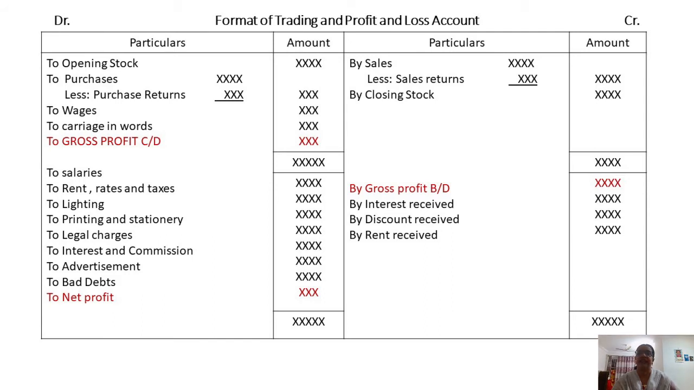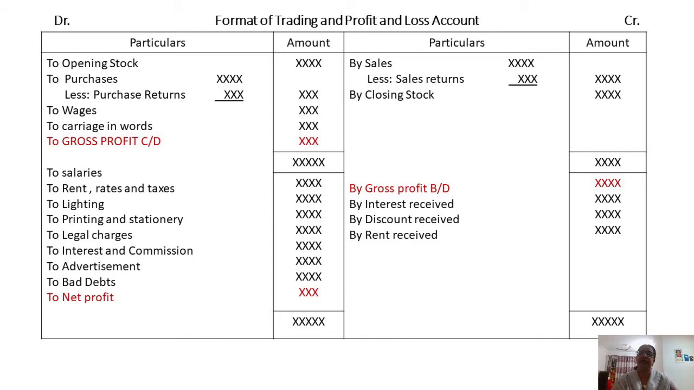Then to salaries. Salary is an indirect expenditure that is paid to the office workers. Wages are paid to the factory workers, that is why it is a direct expenditure taken in trading account. Salary is paid to the office worker, that is an indirect expenditure taken to P&L account. Then to rent, rates and taxes. All this is office expenditure which is payable in the office. Then it is taken to P&L account.